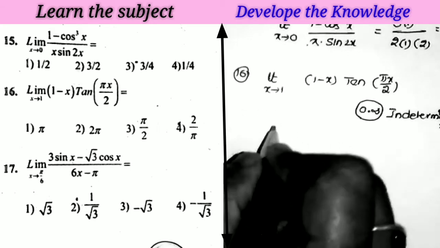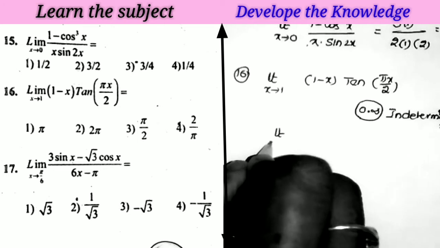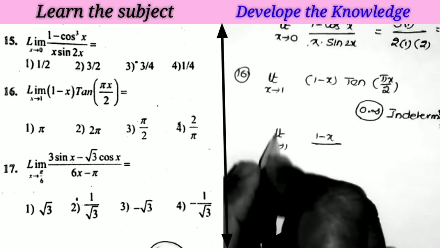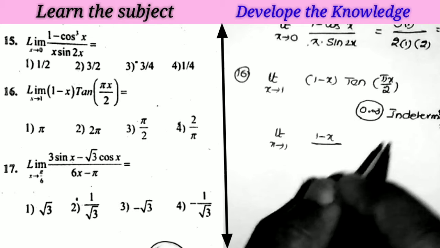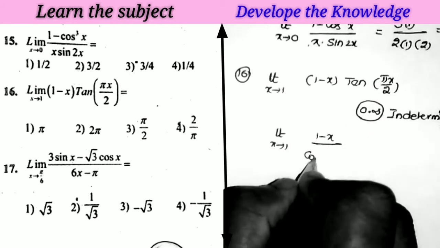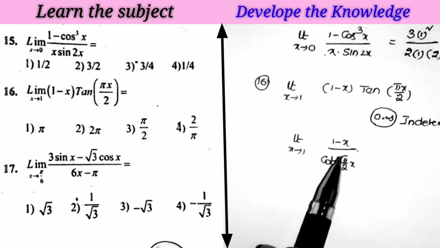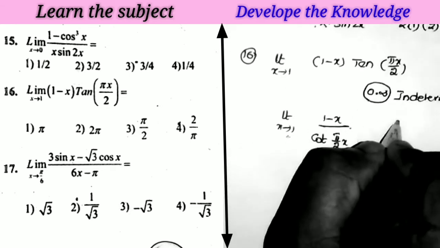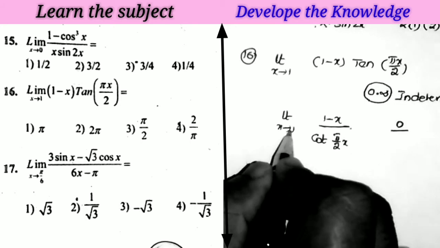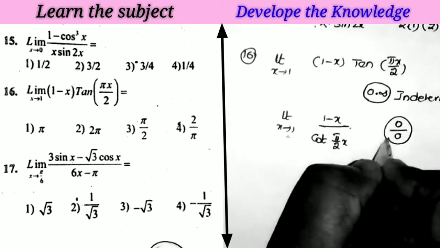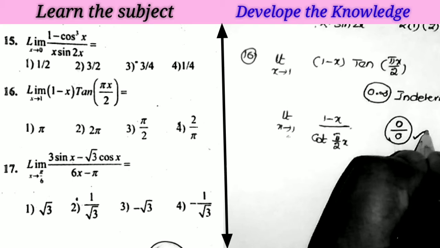So we change the expression. In the next step I change it as limit x tends to 1, 1 minus x into tan pi by 2 x. Tan theta is equal to 1 by cot theta, so tan pi by 2 into x is equal to 1 by cot pi by 2 into x. Now replacing x is equal to 1 in this expression, what do we get? 1 minus 1 is equal to 0, and cot pi by 2 is equal to 0. So it returns the value 0 by 0, which is also an indeterminate form.